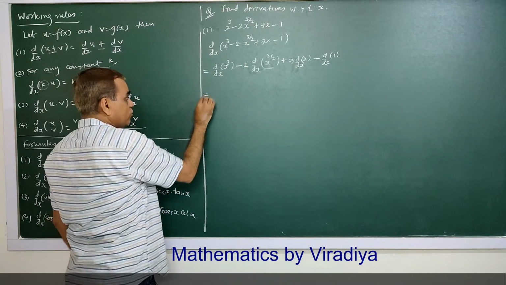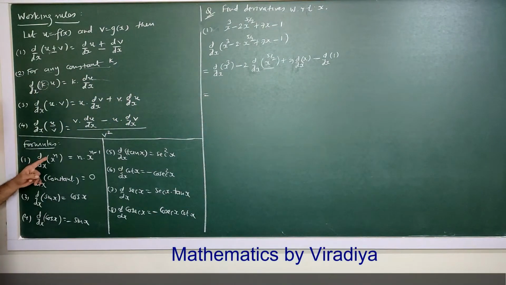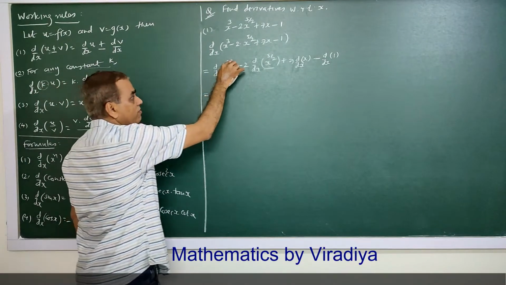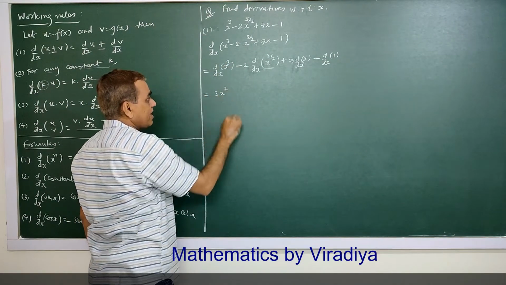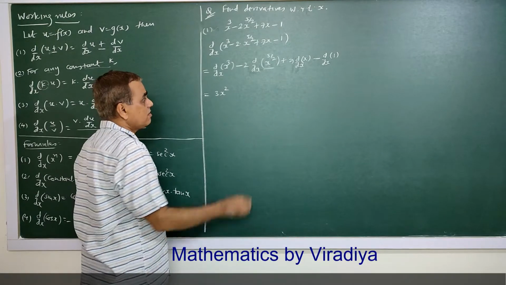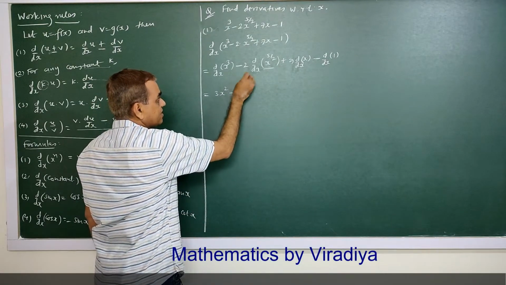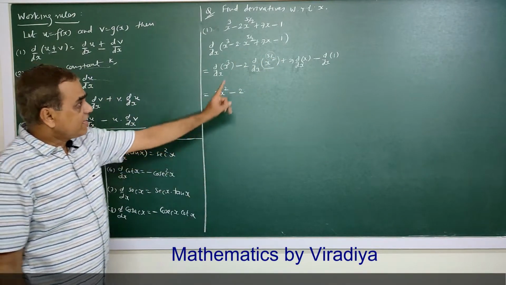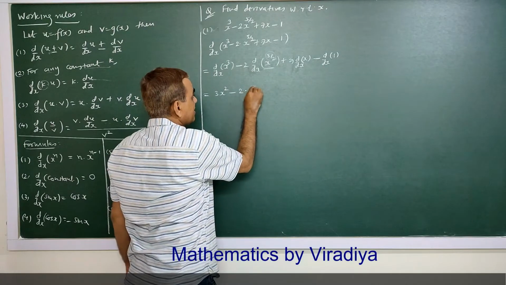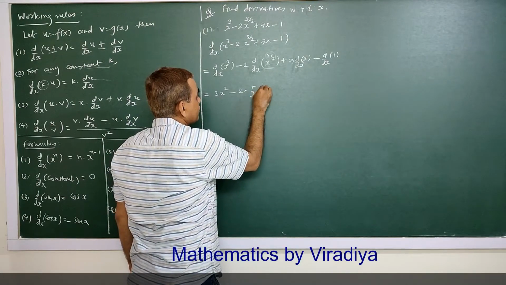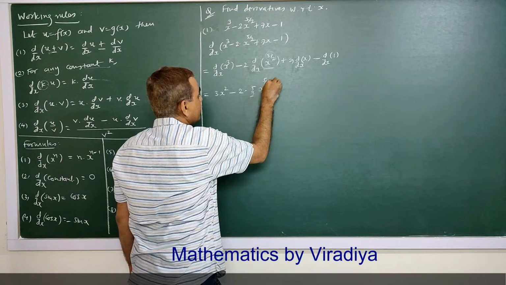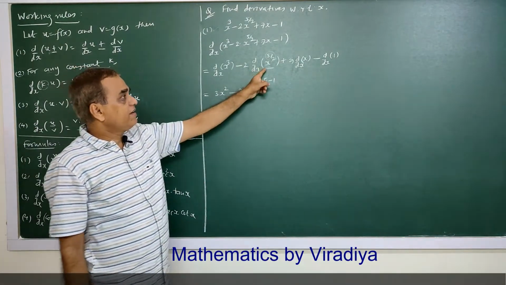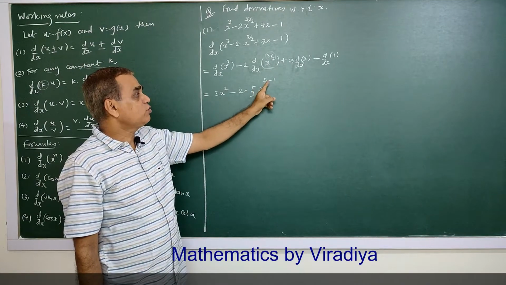So this is equal to, now the derivative of x raised to n is n times x raised to n minus 1. Derivative of x cube is 3x square minus 2 as it is. Now, for the derivative of x raised to 5 by 2, applying the rule, the derivative of x raised to n is n times x raised to n minus 1.